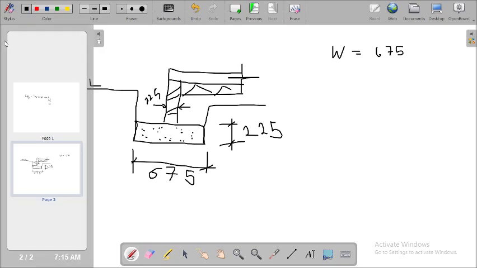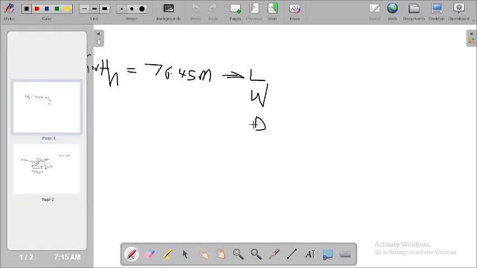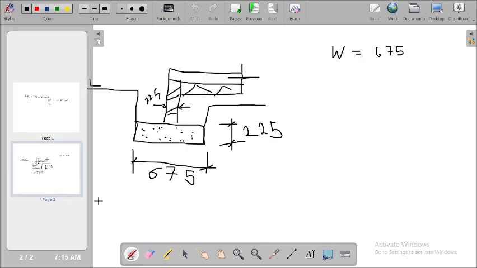Now we've gotten the second dimension that we need, which is 675 mm. Now we are left with the depth. Let's go back into our sectional drawing.